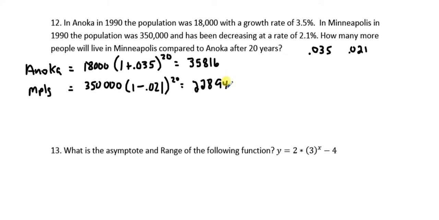And then be careful that you read this closely. If you read it, how many more people will live in Minneapolis compared to Anoka? So it's 228,940 minus 35,816. And you come up with an answer of 193,124.